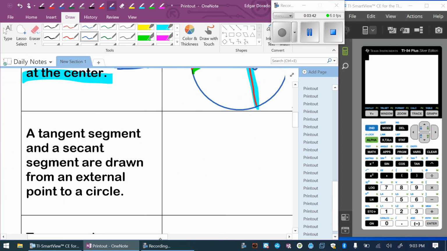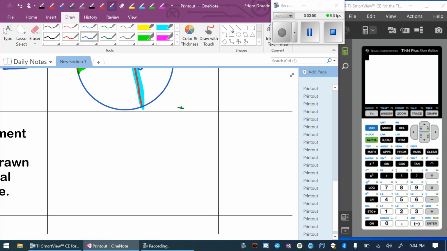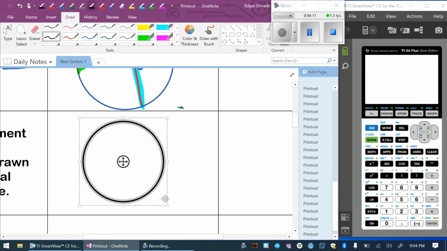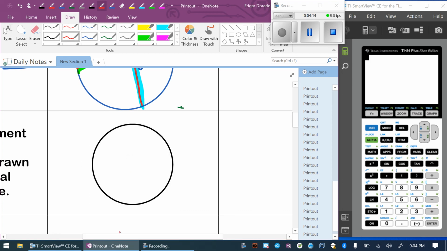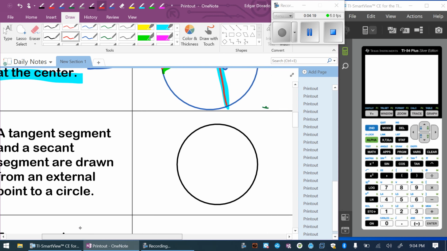The next one. A tangent segment and a secant segment are drawn from an external point to a circle. So, here is a circle. Whoops, that's not a circle. Try that one more time. Okay. Here's a circle right here. Let's go ahead and move this thing. Let's try that one more time. There we go, much better. Okay, here's our circle. It said I had a tangent segment and a secant segment drawn from an external point to a circle.